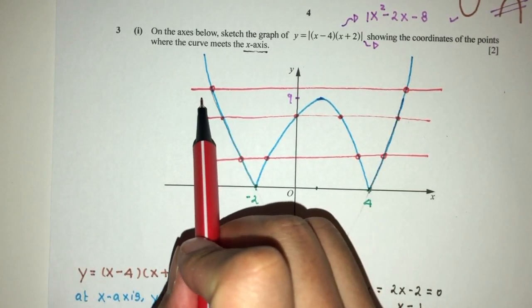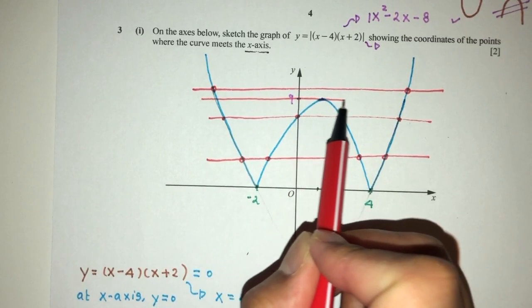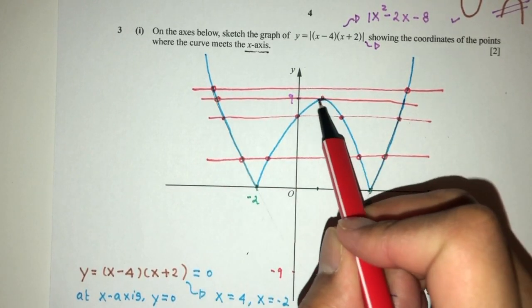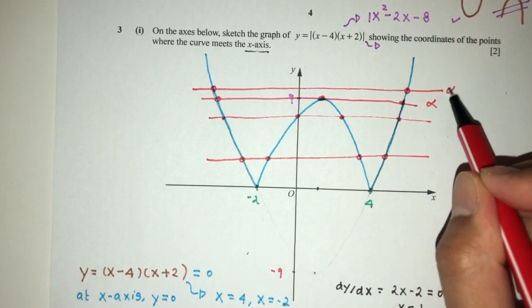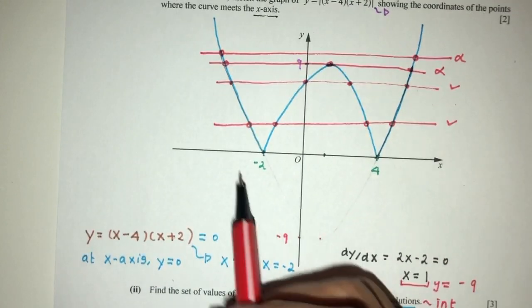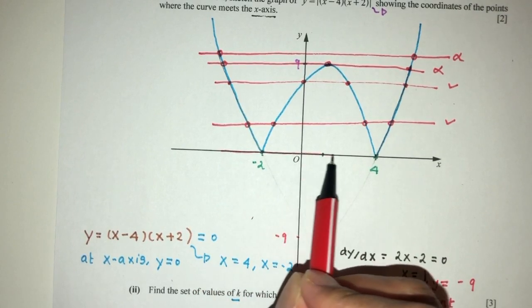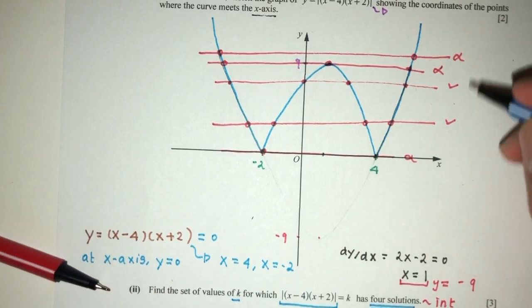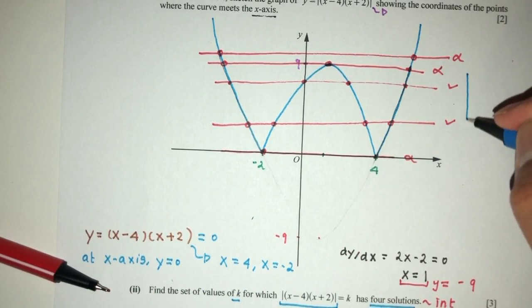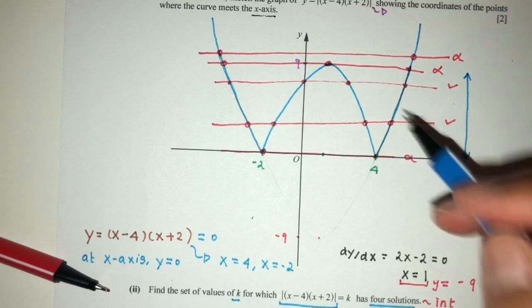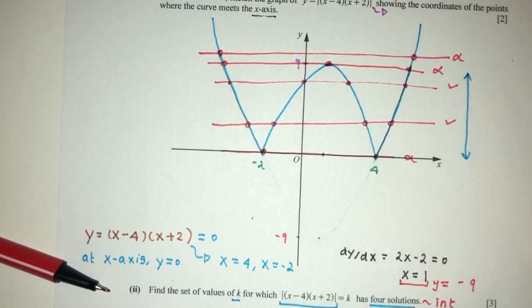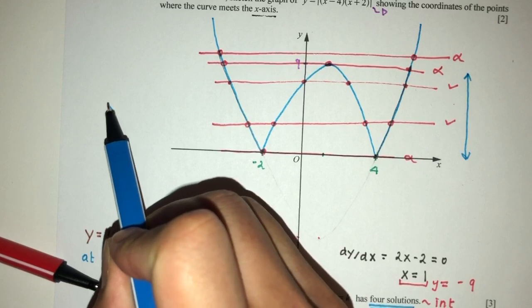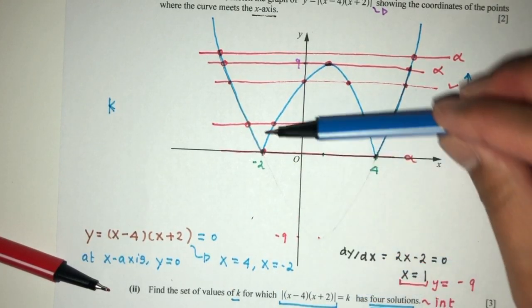What if I draw my line here, passing at the maximum point? I have only 1, 2, 3, so not good. This is good. And what if I go here on this x-axis? We only have 2, which is not good. Now you can see the range the value of k can take is between those two, right? Anywhere between those two, we can take the value of k for which my equation will have 4 points of intersection. So we can say k can be the value between the value of 9 and this.